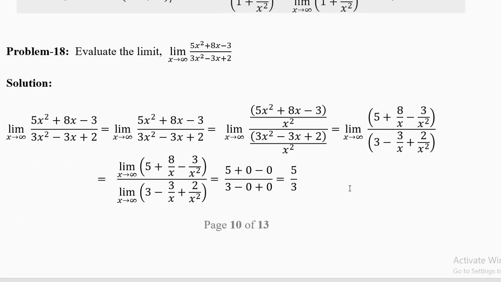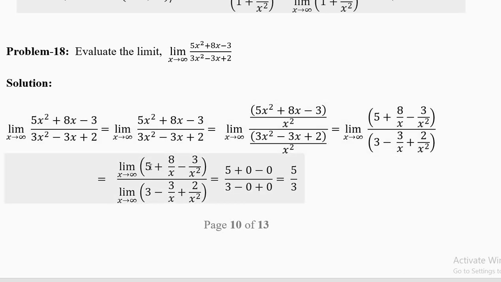Now we have another type of limit. 5x square plus 8x minus 3 divided by 3x square minus 3x plus 2, x going to infinity. Sometimes it will be minus infinity, so read carefully. Again divide by x square, up and down. You will get 5 plus 8 by x minus 3 by x square, over 3 minus 3 by x plus 2 by x square. Now take the limit up separately, down separately.